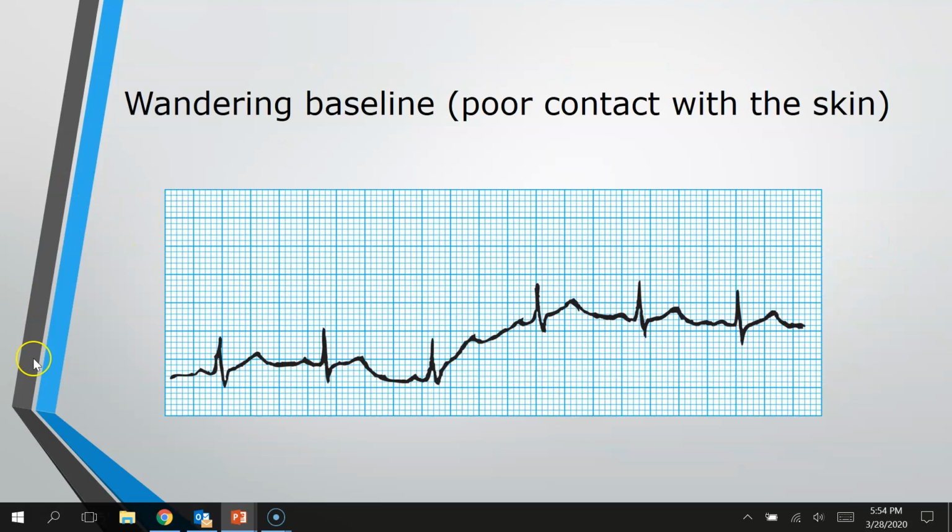Wandering baseline, here we go. It's a nice isoelectric line, and then all of a sudden it just goes up and kind of moves all over. That means that one of our leads is not connected well, and you're going to need to go back and look to see which lead you need to replace.